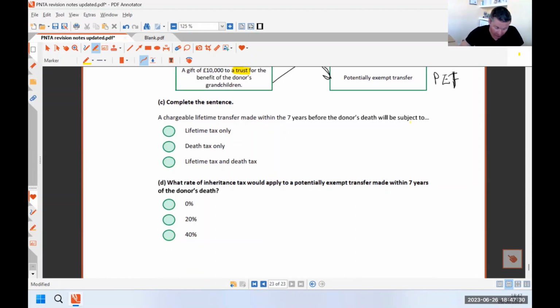Right, next one. What do we think of A, B, C? A chargeable lifetime transfer within 7 years of date of death will be subject to both lifetime tax and death tax. So when it goes into trust, it will be subject to lifetime tax. However, if you then die within 7 years of putting that money into trust, it is within that 7-year death tax window. It gets pulled into the death estate, and it is subject to death tax. However, what would you do with the lifetime tax to make it not quite so expensive.